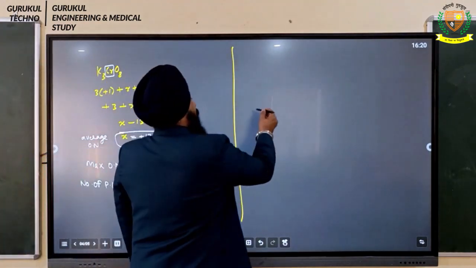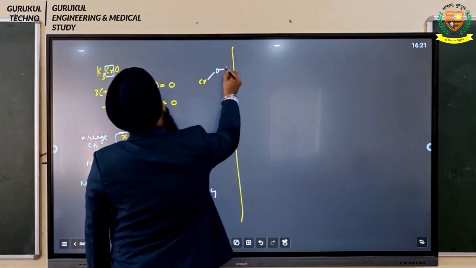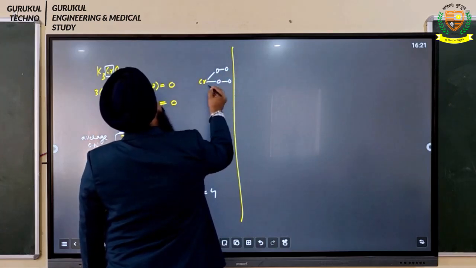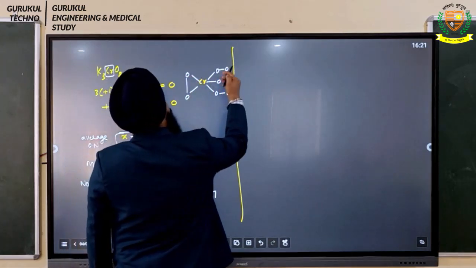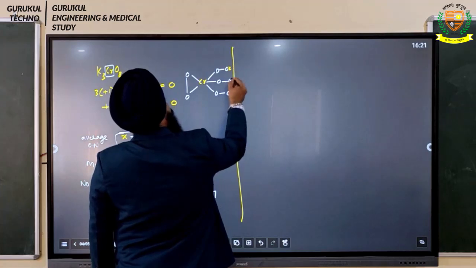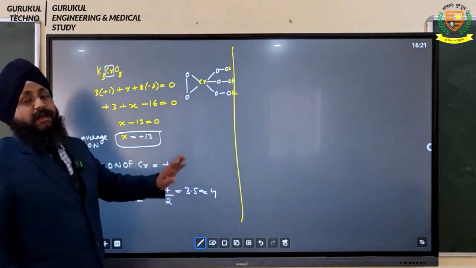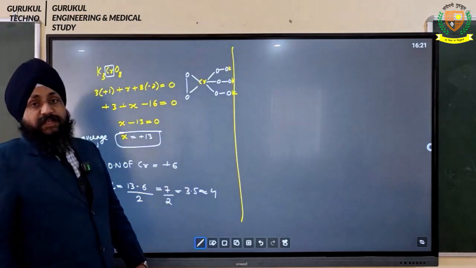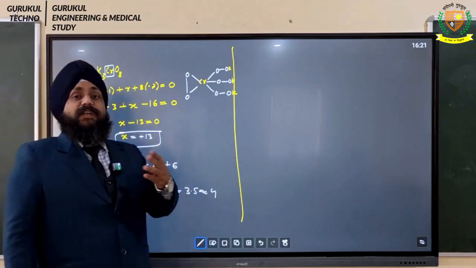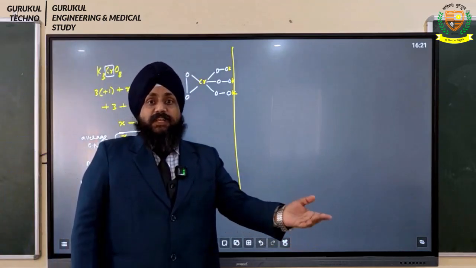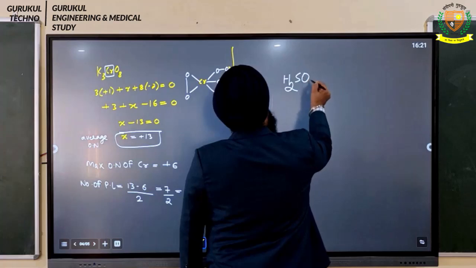And if I draw the structure, it is going to be Cr. Here there is one O. See, this is 1 peroxy, this is 2 peroxy, this is 3 peroxy, this is going to be the 4th peroxy, and here there is going to be potassium, potassium, potassium. So 4 peroxy linkages are present. The answer which we got was 3.5, so we have rounded it off to the nearest number, which is 4.